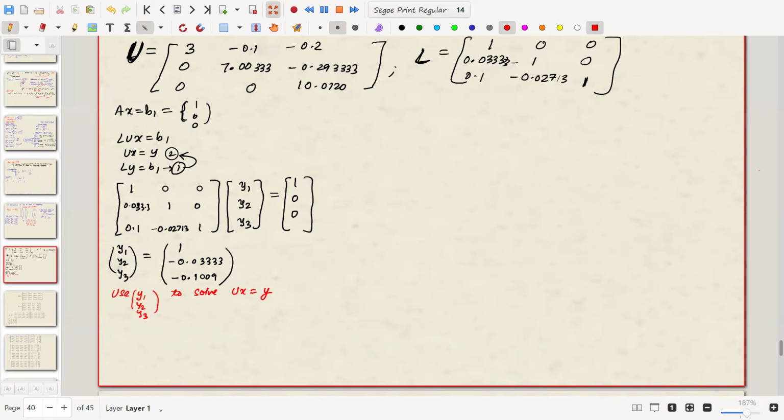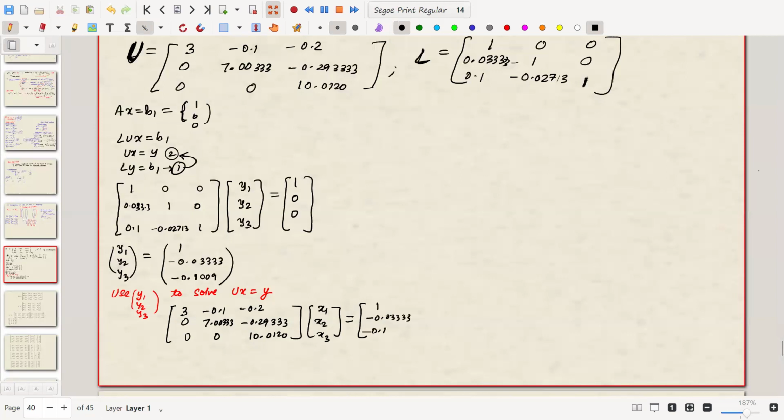Now what is U? U is the matrix you have: 3, minus 0.1, minus 0.2; 0, 7.00333, minus 0.29333; 0, 0, 10 point something. And x1, x2, x3 is your required, desired first column. y1, y2, y3 you already know: 1, minus 0.033, minus 0.1009. Can you tell me what are x1, x2, x3?